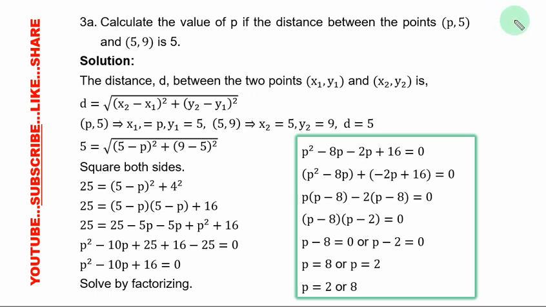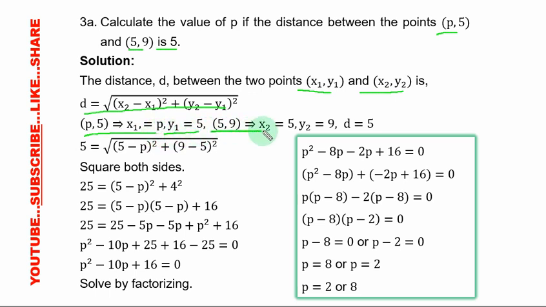Question 3a, calculate the value of P if the distance between the points (P, 5) and (5, 9) is 5. Solution. The distance denoted by D between 2 points (x1, y1) and (x2, y2) is D equal to this. So the first point implies x1 equal to P, y1 equal to 5.